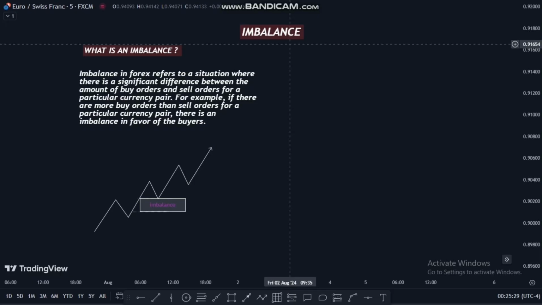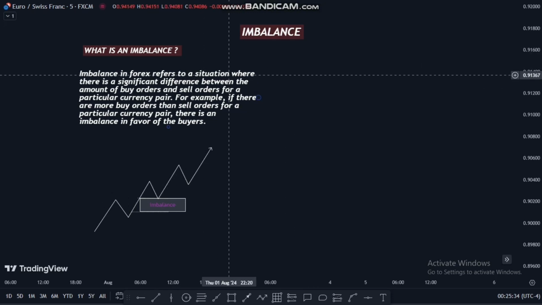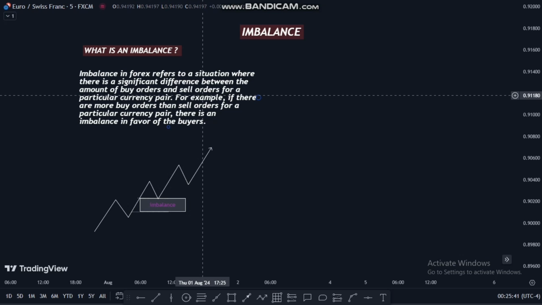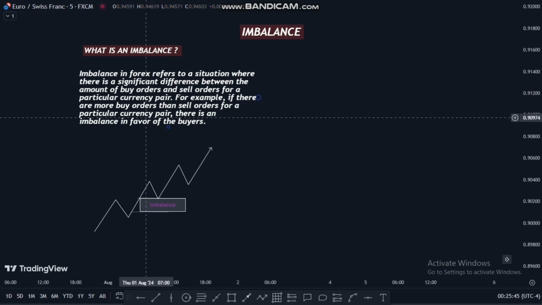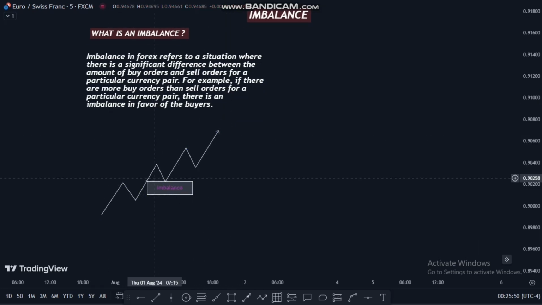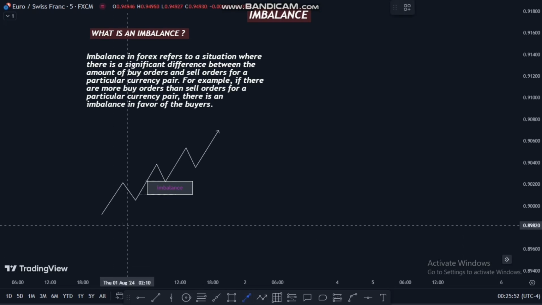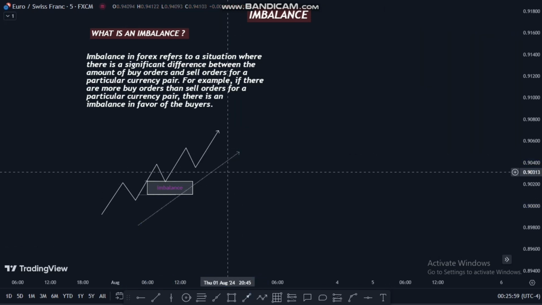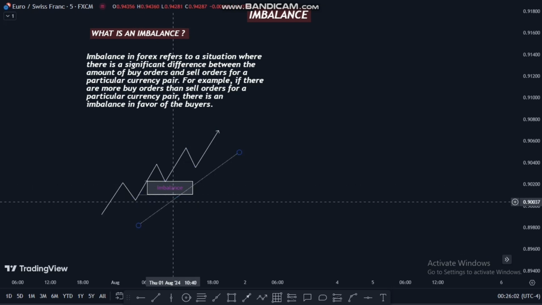So we're going to start off with what is an imbalance, right? An imbalance in forex trading refers to a situation where there's a significant difference between the amount of buy orders and sell orders for a particular currency pair. For example, if there are more buy orders than sell orders for a particular currency pair, there is an imbalance in favor of buyers, right? Meaning every time the market is trending up, there are more buy orders than sell orders, right? That means the buyers are actually winning over the sellers.